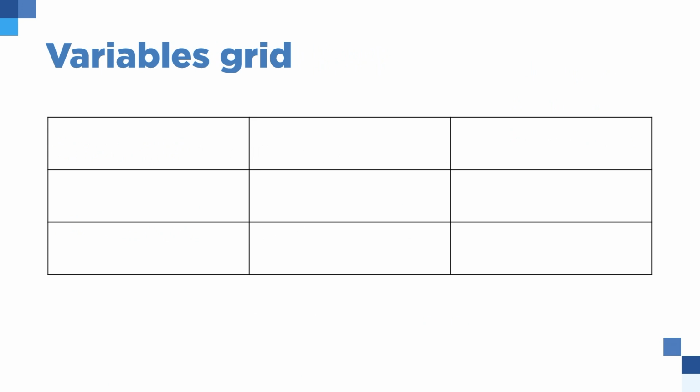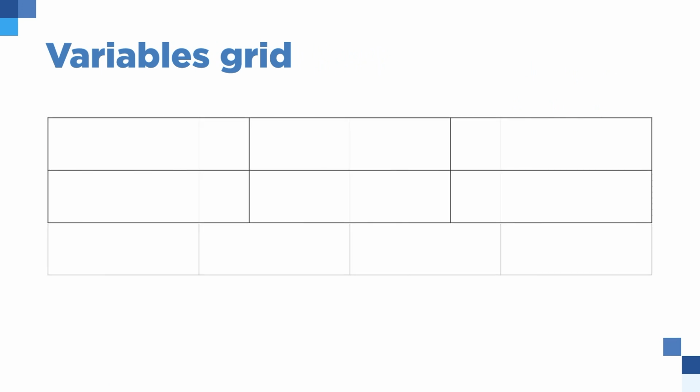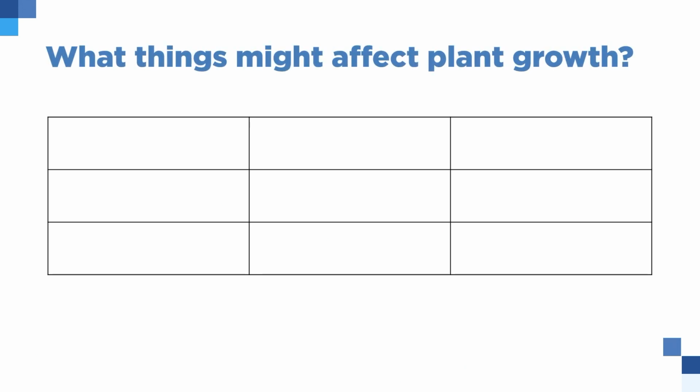The variables grid can start as a 3x3 grid, with rows or columns added or removed depending on the needs of your students. To complete the variables grid, start with a broad question and work out what you would measure to answer the question. Record the measurement in the centre of the grid and place an M in the corner of the box as a reminder.